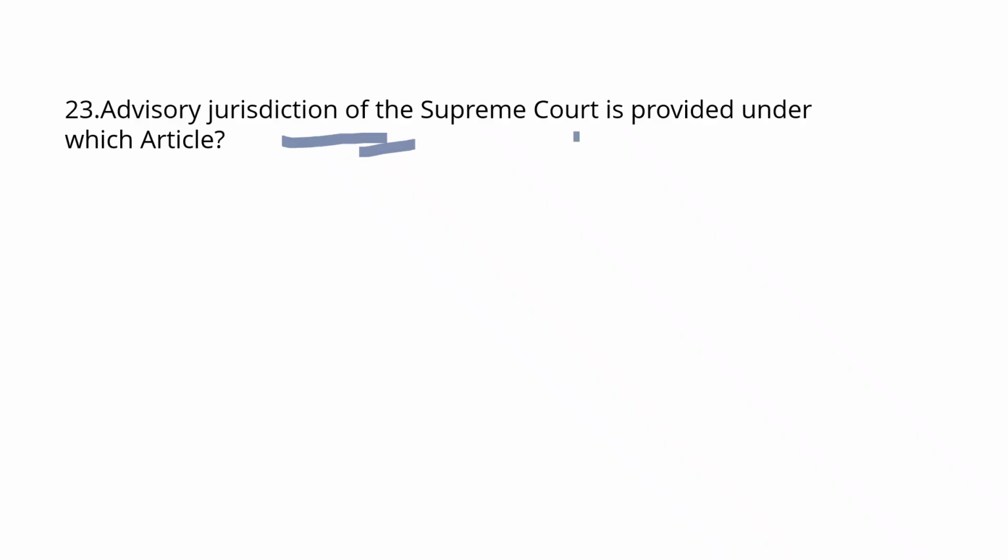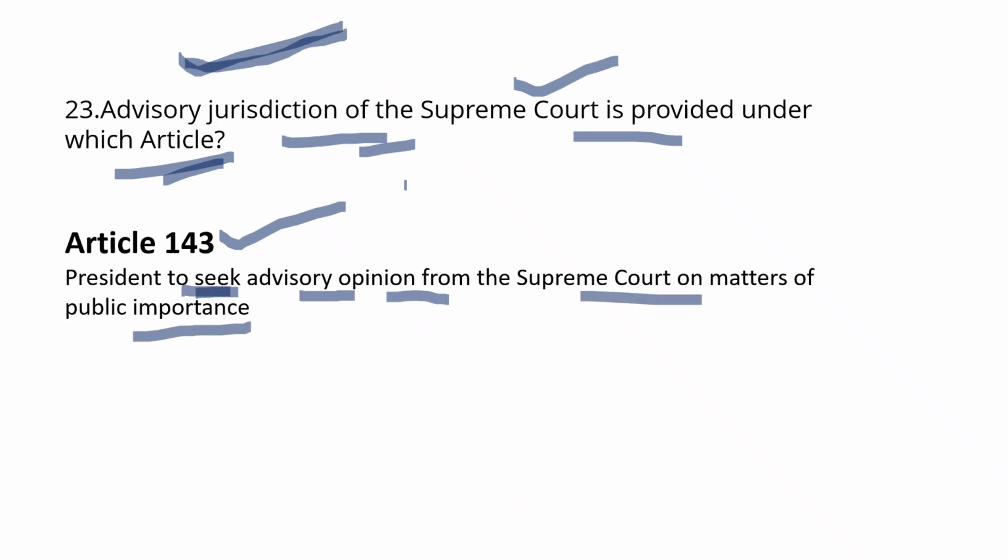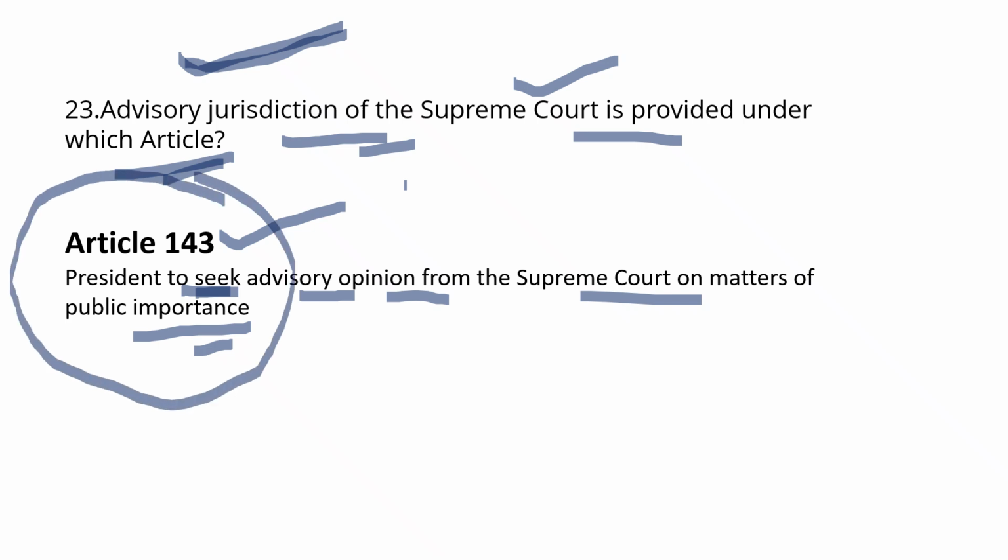Advisory jurisdiction of the Supreme Court is provided under which article? The answer is 143. Under Article 143, the advisory jurisdiction of the Supreme Court is provided. Okay, what does it mean? The president can seek the advisory opinion from the Supreme Court on matters of public importance. Under Article 143, the president can seek the advisory opinion from the Supreme Court on matters of public importance. Next question.